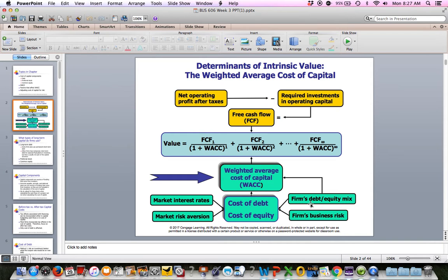How much debt versus equity does a particular company choose to have on the balance sheet? And of course, the risk of the business itself. Some businesses, some industries just have more risk in them than others do. A new car manufacturer, an airline company would have a lot more risk than a power utility, for example. Okay, so that's just an example. So all those things go into determining what the WACC is.